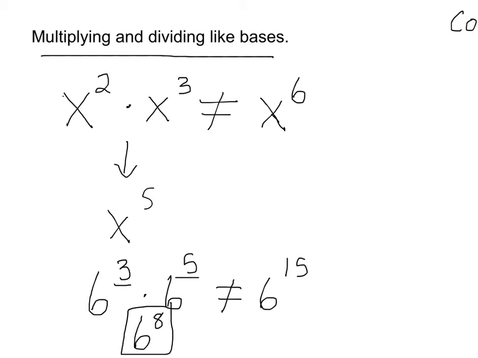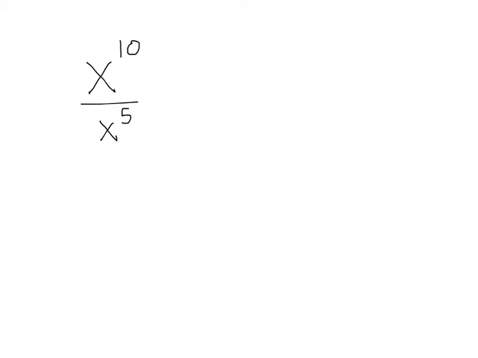Right, so in this slide we talked about multiplying like bases. When you multiply like bases, you add the exponents. All right, so in this expression I have x to the 10th divided by x to the 5th. Now, are my bases like bases? In other words, my base here is x and my base here is x. Now, what does this not equal? This does not equal x to the 2nd. In other words, you do not do 10 divided by 5 equals 2.